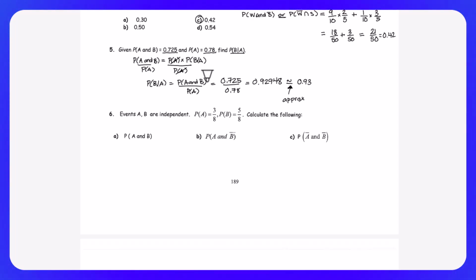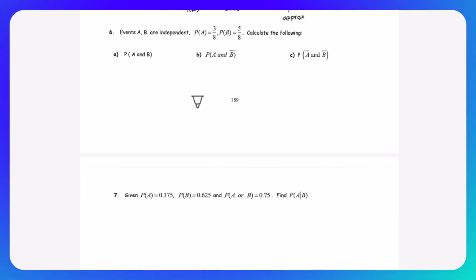All right. Events A and B are independent. Okay, so we know which formula we need to use. They're saying that the probability of A equals 3 over 8 and the probability of B equals 5 over 8, and we're going to calculate the following. So the probability of A and B, again, write down your formula, practice how you play. So the probability of A times the probability of B.